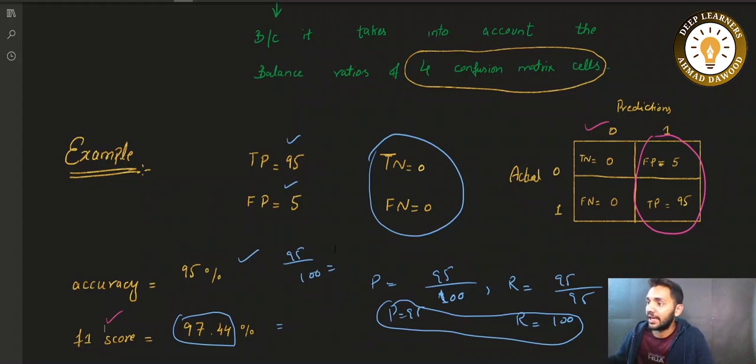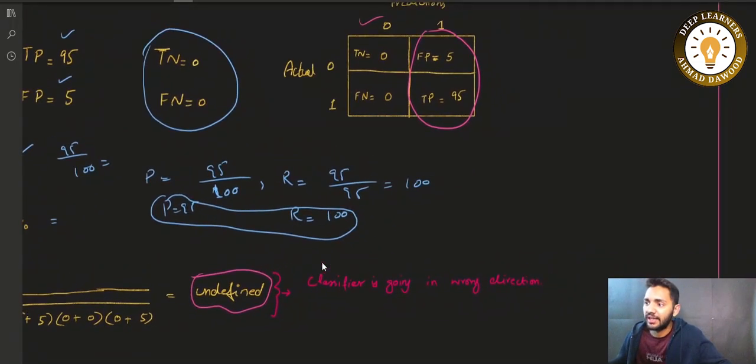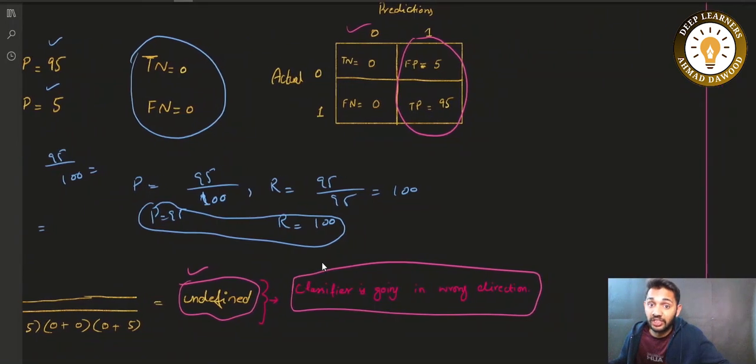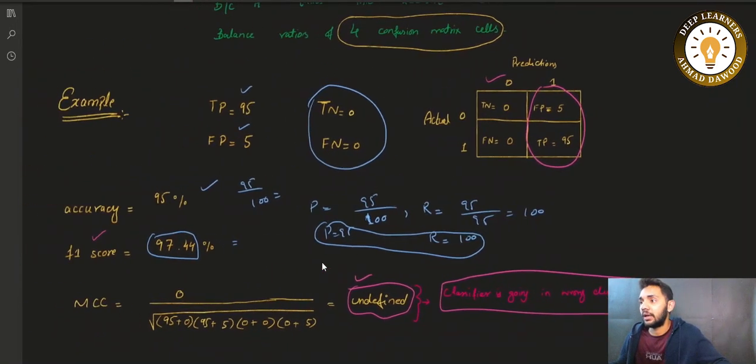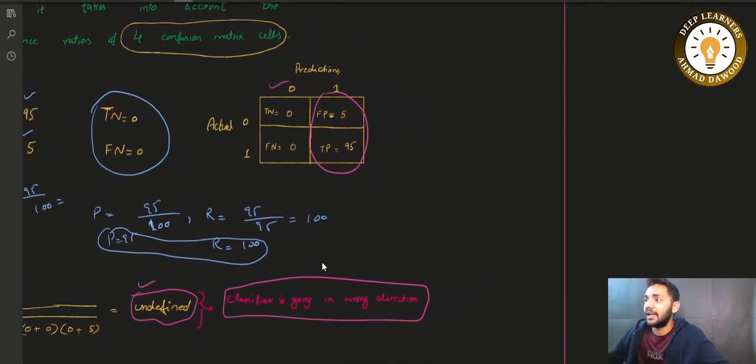On the other hand, when you calculate the MCC score for that confusion matrix, you will get an undefined value, and from here you can easily identify that your classifier is going in some wrong direction, because you are not getting a proper MCC score and you are getting an undefined value, meaning there is something wrong with your classifier. From here you can say that MCC is very good as compared to the F1 score. But as I have given you the idea, let's say you have this confusion matrix again.